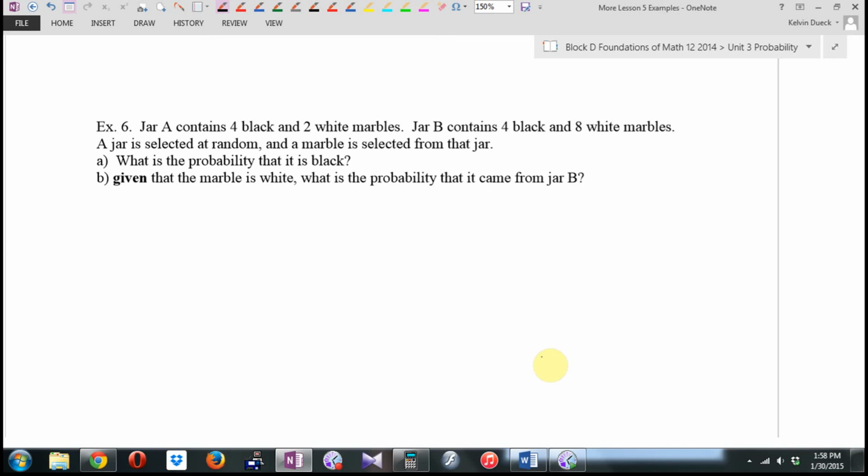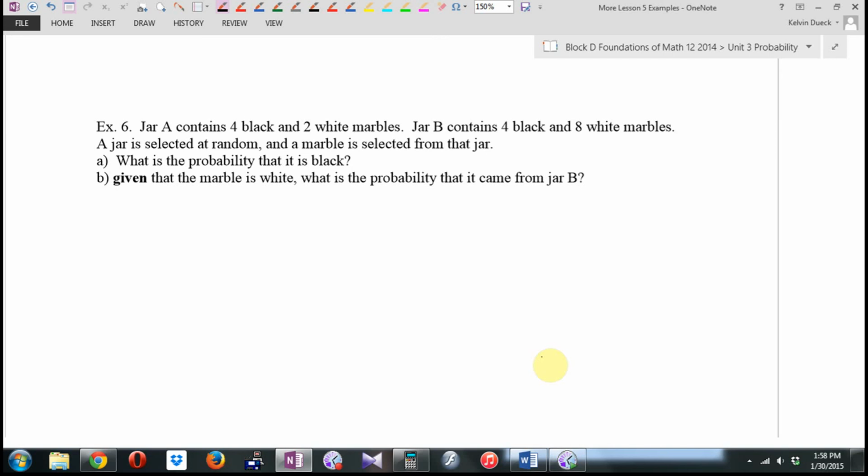So instead of cards, let's go marbles. Let's lose our marbles. Jar A contains 4 black and 2 white marbles. Jar B contains 4 black and 8 white marbles. We're going to pick a jar at random, and then we're going to select a marble from the jar. A says, what's the probability that it's black? And B says, given, I hear a conditional. We'll tackle that next.